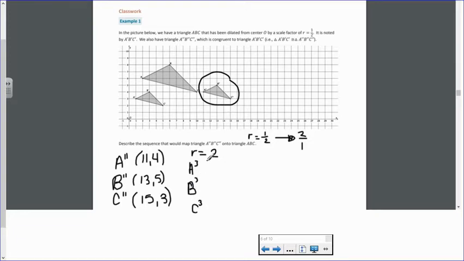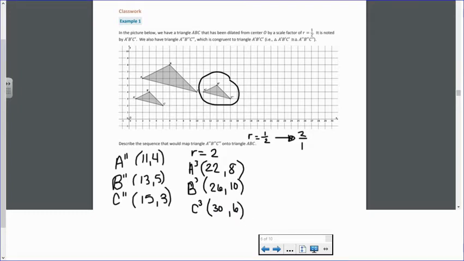That 3 looks really bad. But anyway, I'm taking them all times 2. So 11 times 2 is 22. 4 times 2 is 8. 13 times 2 is 26. 5 times 2 is 10. 15 times 2 is 30. 3 times 2 is 6.